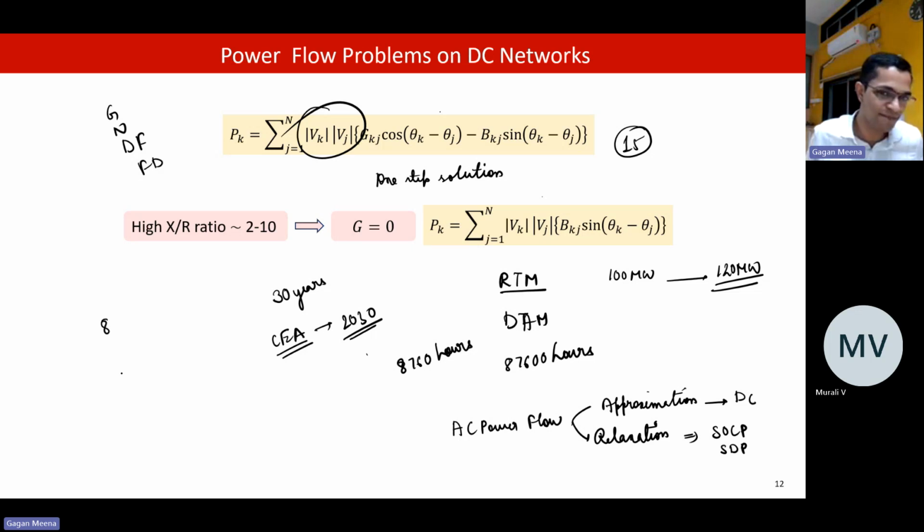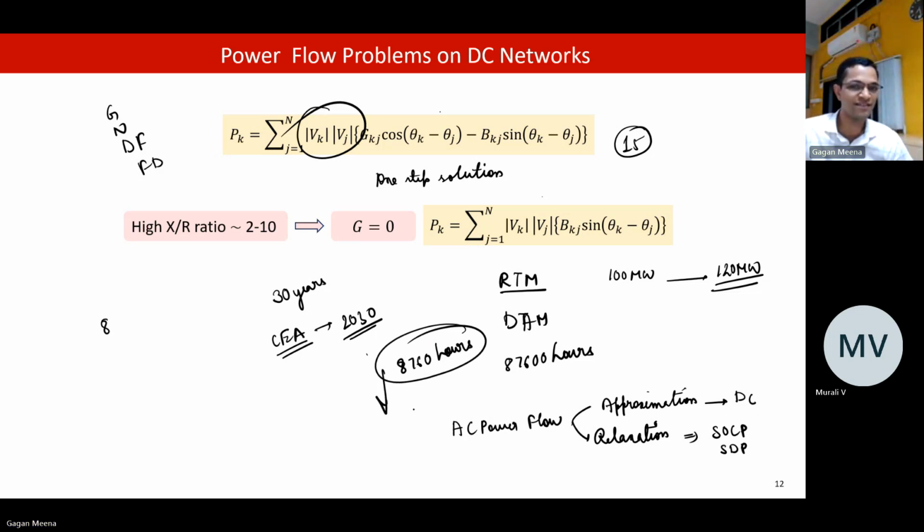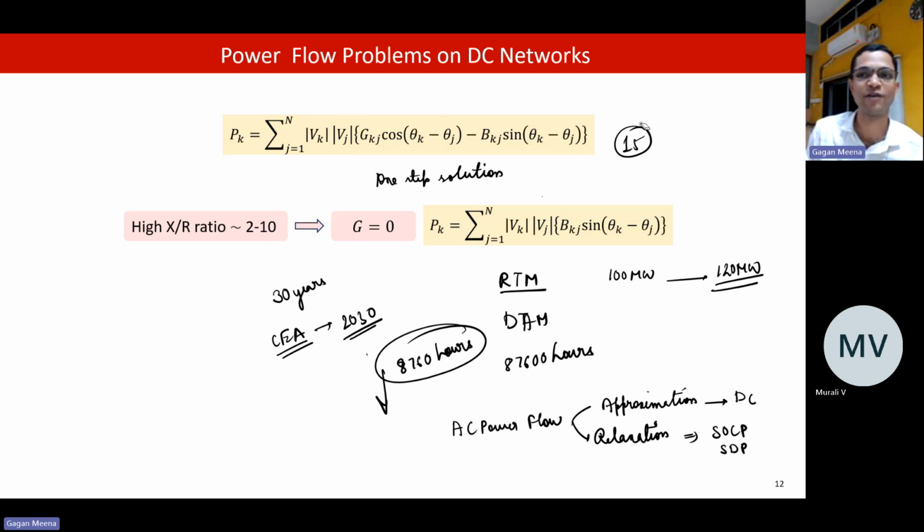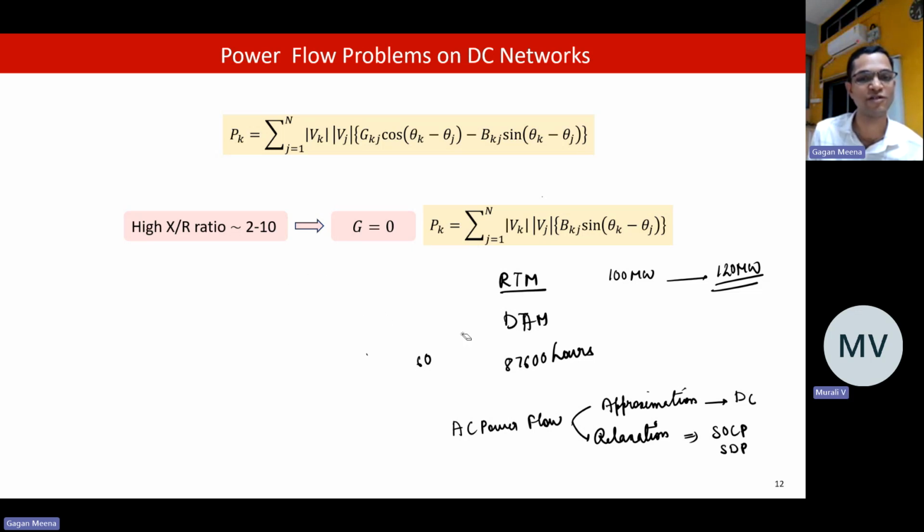Then many other things can be done. If you want to use AC power flow also, then instead of using 8760 hours, this is reduced. We take certain scenarios for representative days, representative hours, representative seasons. So many things can be done to reduce the problem size. But the overall gist or crux is that whenever we want to reduce the problem size and want quick solutions, DC power flow is preferred.